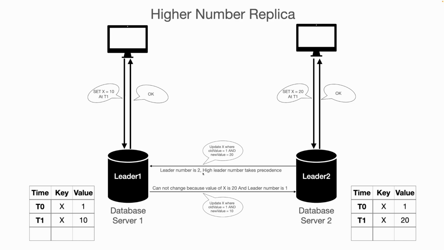So leader 1 needs to accept the write request from leader 2 and reject the previous entry of x. Here we might come up with a situation where we lose some data. So that is another resolution to resolve the conflict.